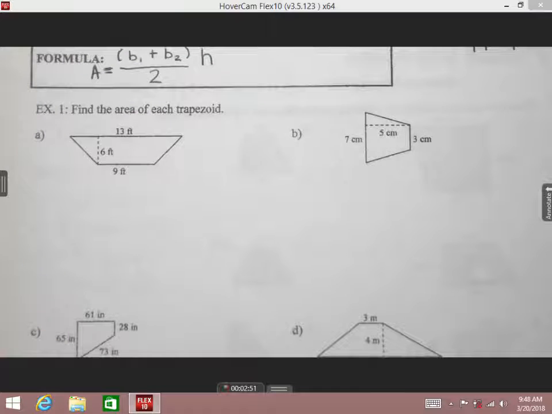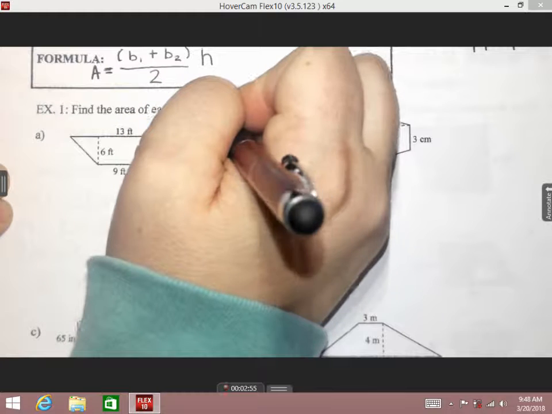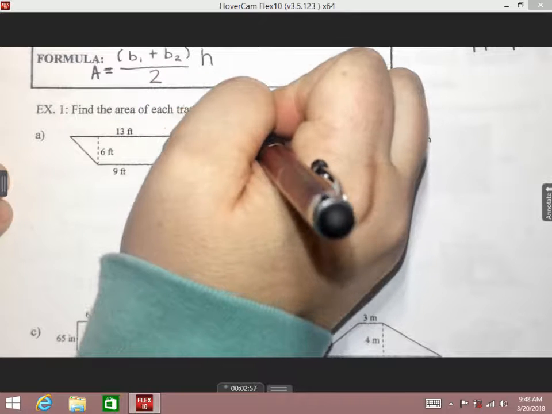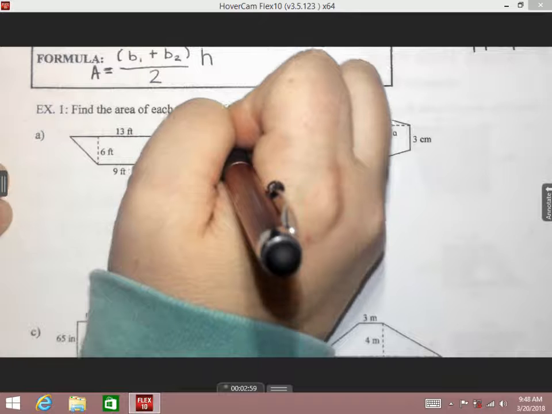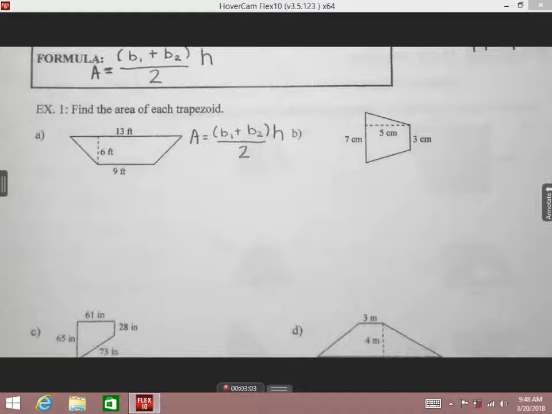So we're going to write our formula down every single time. All right? So the area of a trapezoid, let's write our formula. A equals base 1 plus base 2 divided by 2 times the height. Every single time I'm going to write my formula.